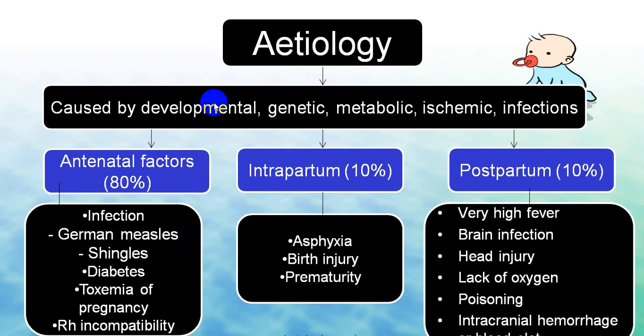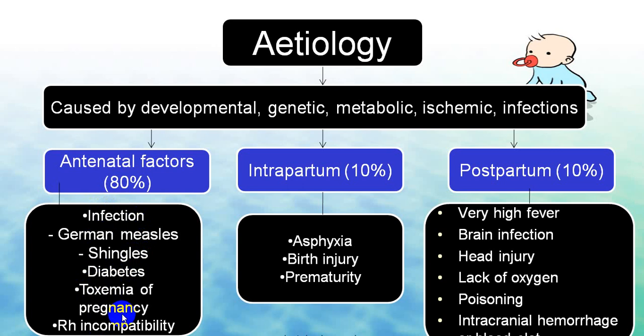So etiology is divided into developmental defect, which will be more in antenatal factors or genetic factors. But in the intrapartum and postpartum periods, metabolic, ischemic, infections, etc. will be more common. Now, among antenatal factors, there are infections in the mother, particularly German measles, shingles; a female patient may have GDM, or toxemia of pregnancy, or RH incompatibility.